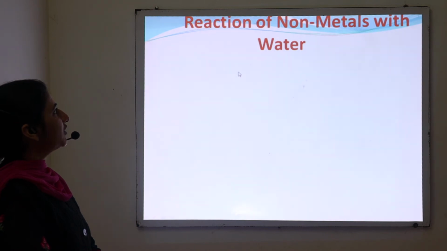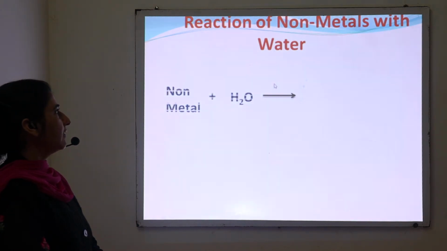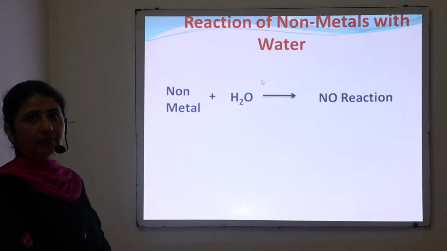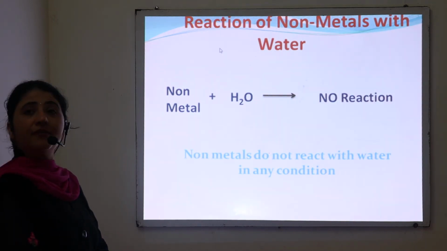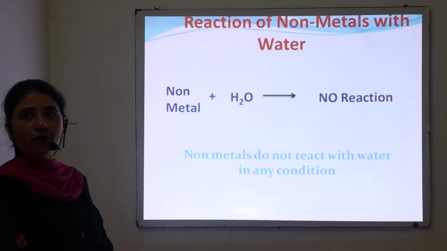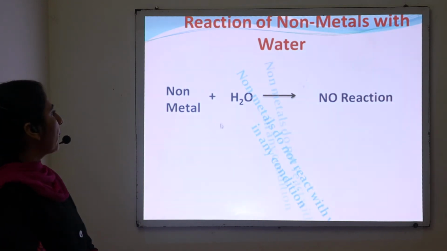Next one is the reaction of non-metals with water. Non-metals do not react with water in any condition, meaning they react neither with cold water nor with steam.